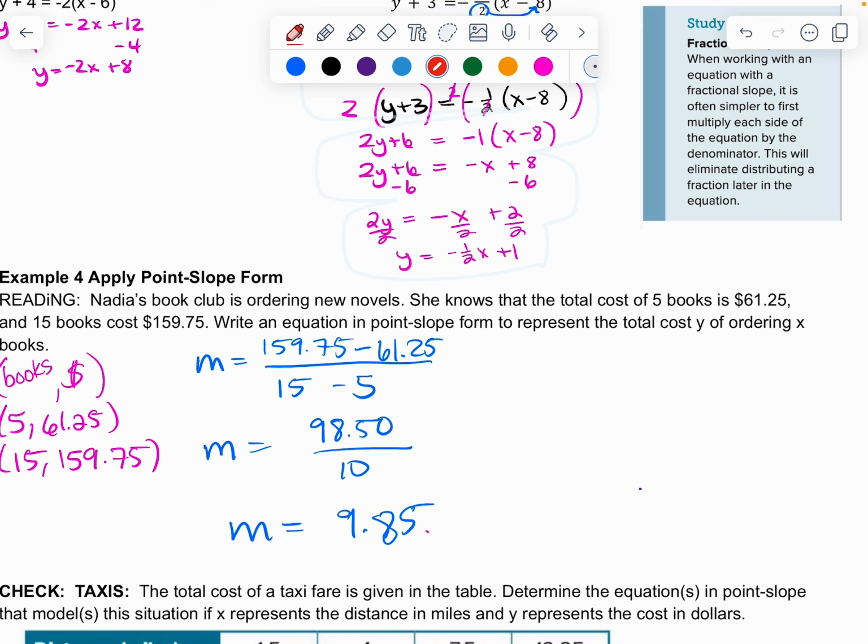I'm going to pick one of these 2 points. Actually, I'm going to do it with both of the points. So if I was to pick the first point, y minus 61.25 equals 9.85 times x minus 5, and that's in point slope. Or if I use the other one, it would be y minus 159.75 equals 9.85 times x minus 15. So either one of those would be the answer.